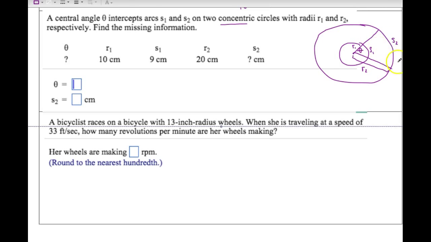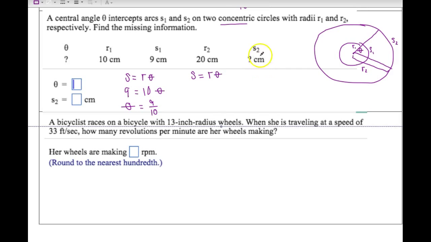So this is what I'm going to do. I'm going to use this formula for R1 and S1 to figure out what theta is, because I know that same theta can be used for R2 and S2. So I'm going to plug in 9 and 10. Okay, so theta equals 9/10. And now I'm going to use this when I do the same equation for my other arc and radius.